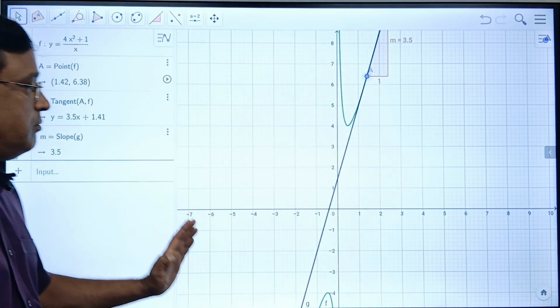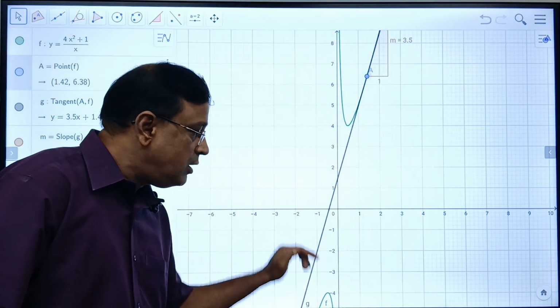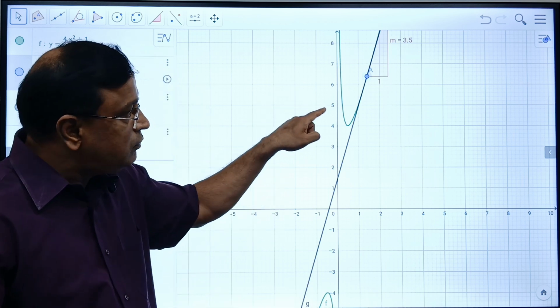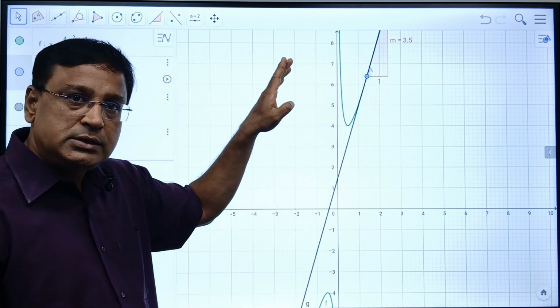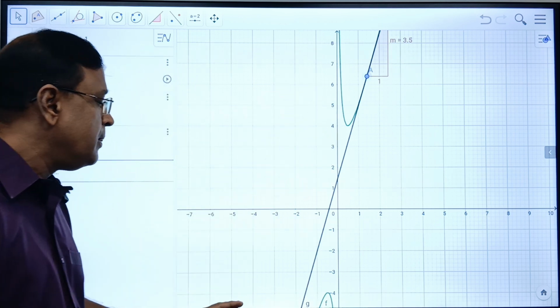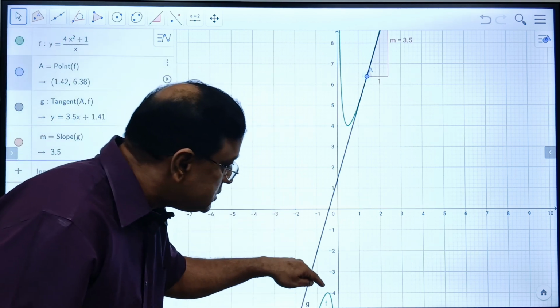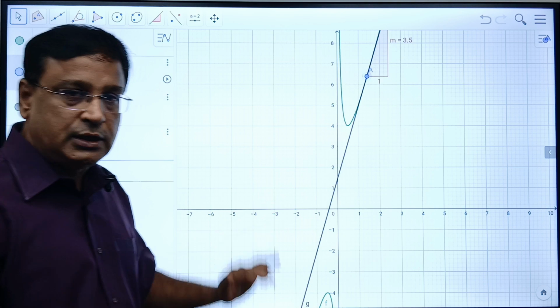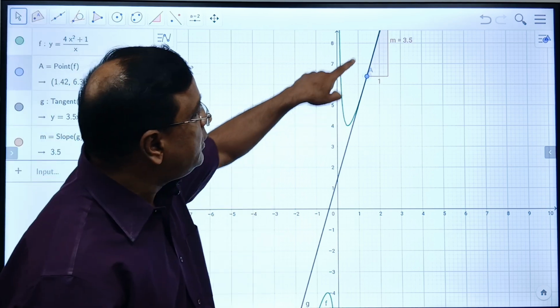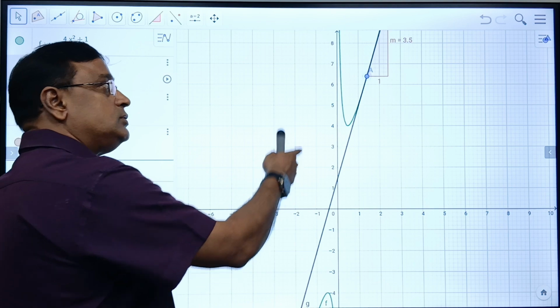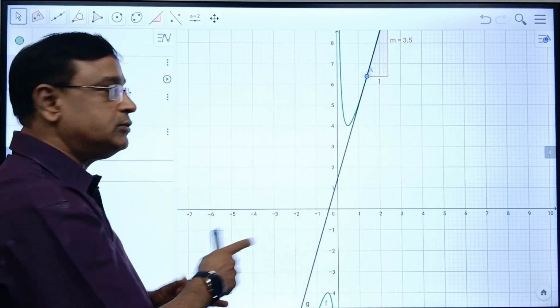So, from minus infinity to minus half, it is increasing. Minus half to plus half, it is decreasing. And then from half to infinity, it is increasing. And the graph is not defined at 0. That is why there is no graph at x is equal to 0. Okay.